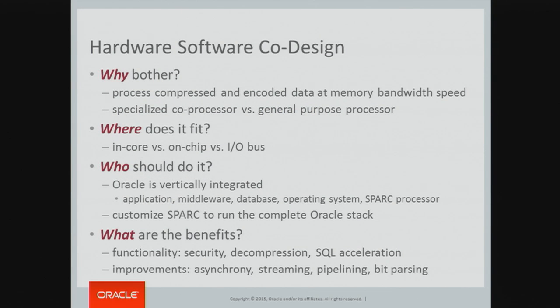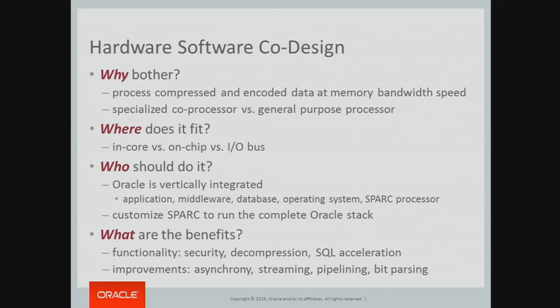As we all know, Oracle is a vertically integrated company. We have the application, middleware, database, and operating systems. A few years ago, after we bought Sun, we started to think whether we can integrate it with the SPARC processor. So we spent some time and energy to build a specialized coprocessor and put it on the chip.